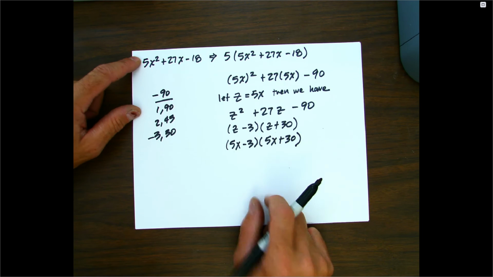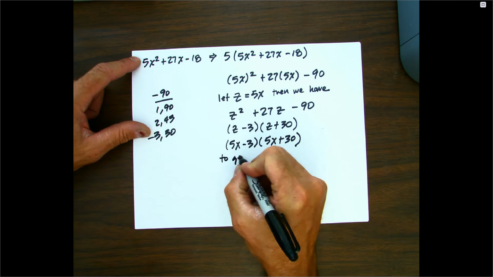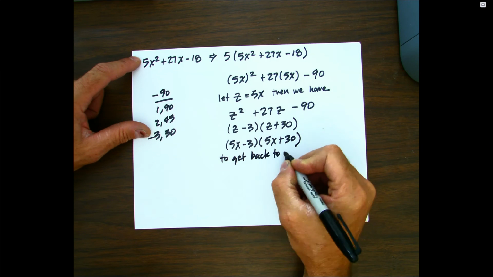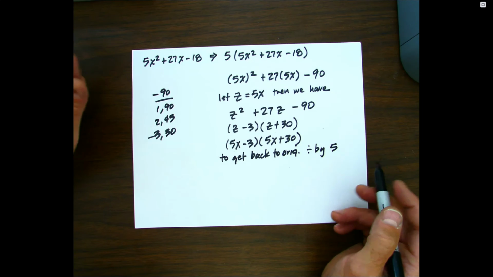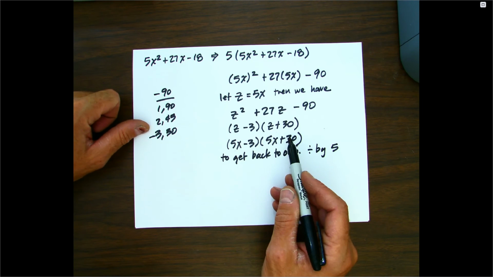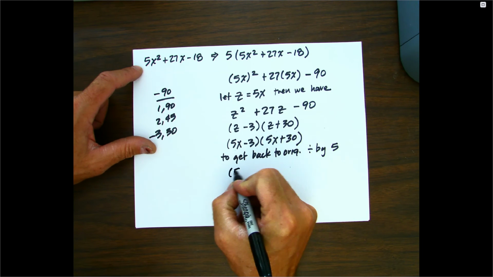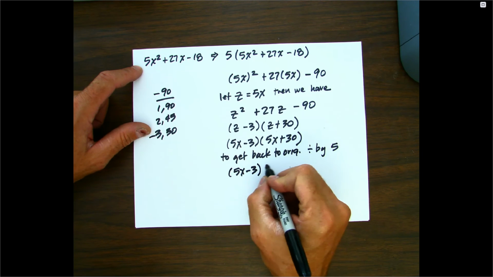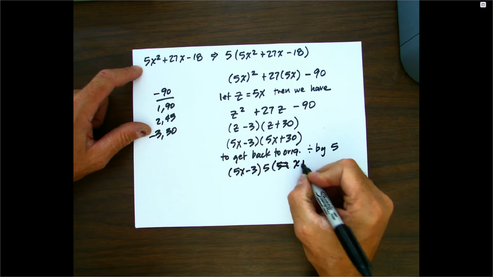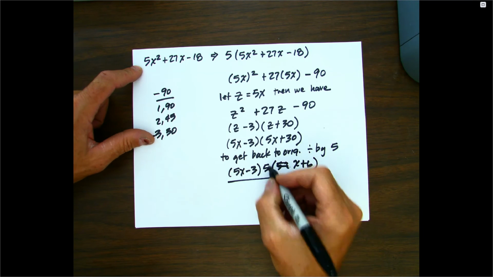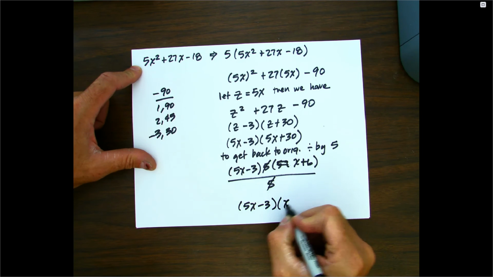So to get back to the original, divide by 5. And this is kind of interesting because there just so happens to be a factor of 5 in this term. So if I factor it out and get rid of it, we would end up with 5x minus 3 times 5 times, oh sorry, not 5x, but just x plus 6, all divided by 5. These 5s will cancel. And we get, of course, just 5x minus 3 times x plus 6, which is the solution that we've seen before.